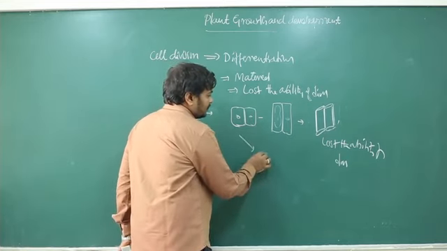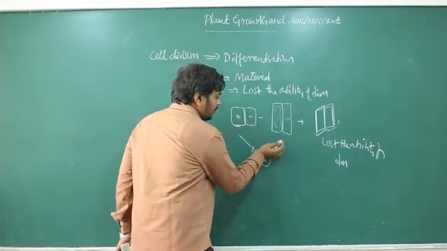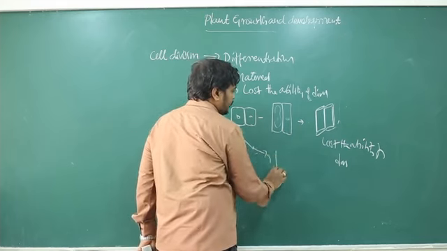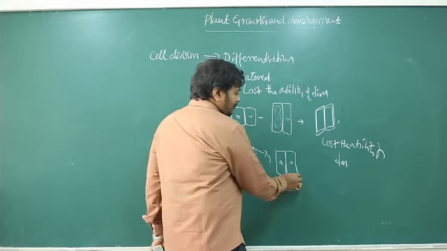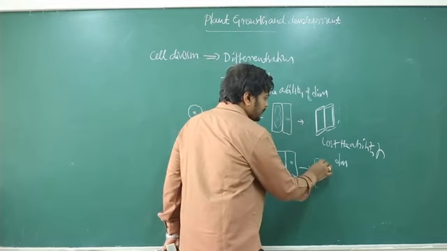So these cells get matured after elongation. So for example, after elongation they mature, but they regain the ability once again.